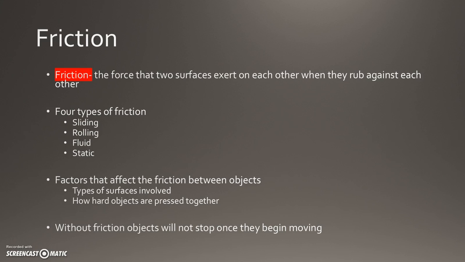There are four basic types of friction: sliding friction, rolling friction, fluid friction, and static friction. We're going to go into those in a little more detail in a minute. But there are two factors that affect the friction between objects: the types of surfaces involved, so a carpet's going to have more friction than, say, ice will, or how hard the objects are pressed together. If I put a weight on top of a book, it's going to be pressed firmer to the table, and it's going to be harder to move, and there's going to be more friction force between the table and the book. Without friction, objects will not stop once they begin moving.